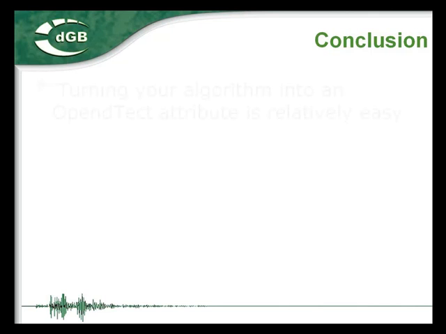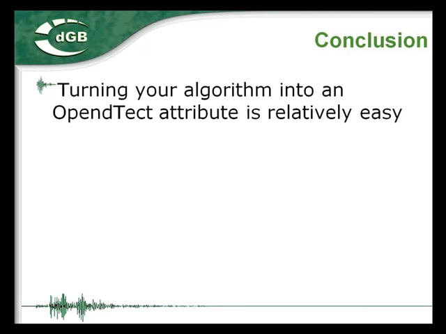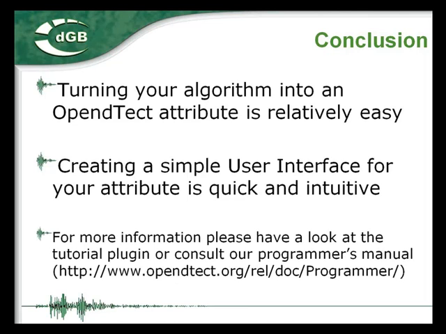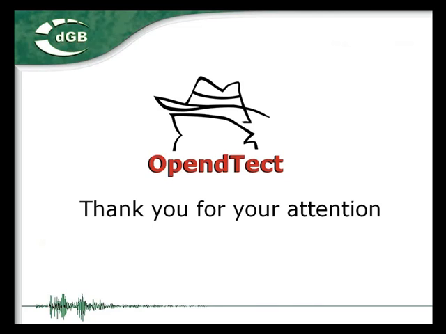As conclusions, I would just say that turning your algorithm into an OpendTect attribute is relatively easy. This is very easy when we have, as we had today, a very simple algorithm, of course, and it can be a little less easy if you have a very complicated attribute, but anyway, it will always be relatively easy. And creating a simple user interface for your attributes is quick and intuitive. I think that this is also what you can see from the presentation. And of course, for more information, you can have a look at the tutorial plugin or consult our programmer's manual on our website, opendtect.org/rel-doc-programmer. And I wish to thank you all for your attention, and we will maybe start now the question session.